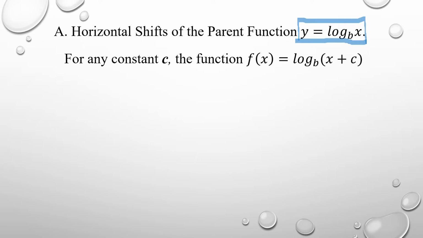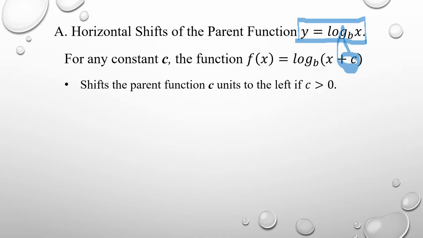So, para sa horizontal shift, for any constant c, the function f of x is equal to logarithm of quantity x plus c to the base of b. Ito yung dapat natin i-observe, yung c, yung nadagdag sa ating parent function. It shifts the parent function c units to the left if c is greater than 0. So, kapag greater than 0, uusod yung graph natin pakaliwa, depende sa value ng c.